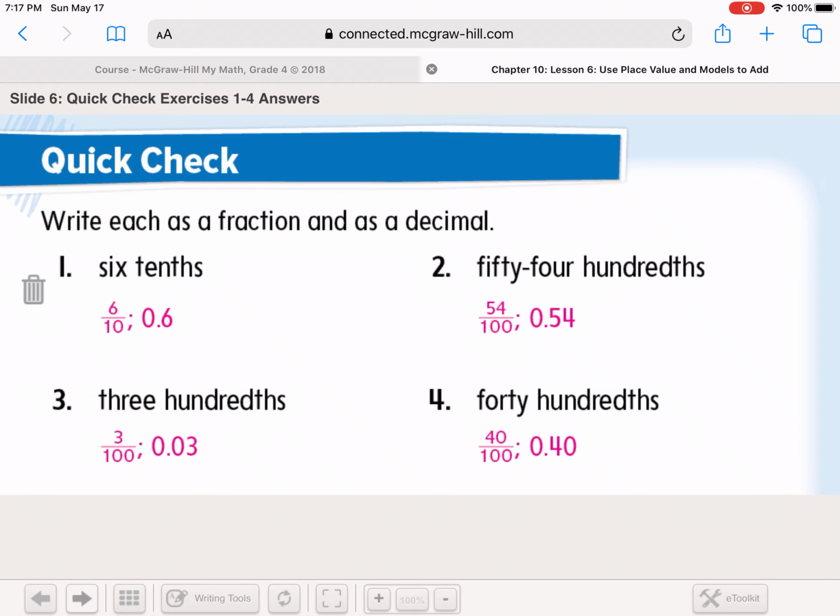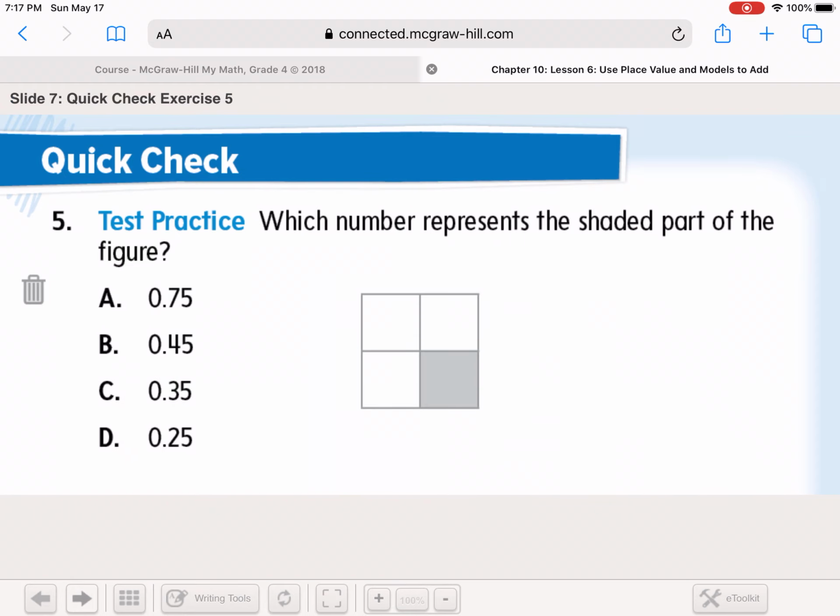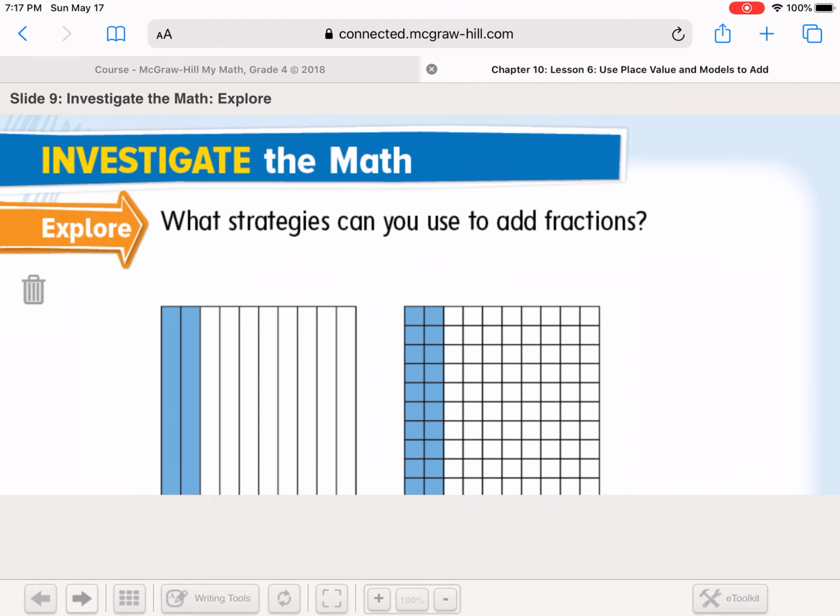Okay, quick check. Not doing it. But the quick checks are good. I think they're worth doing, but we just don't have time.